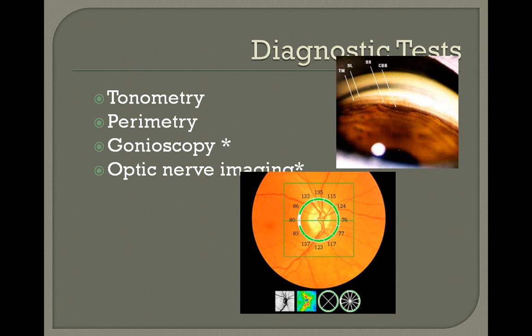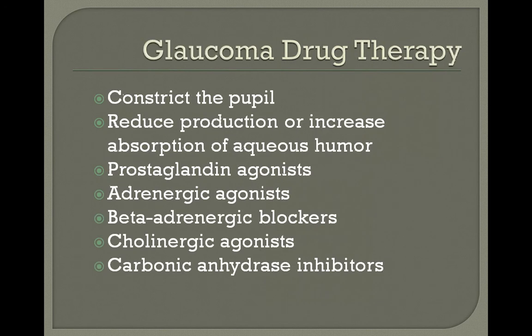Now, this last thing is a picture of optic nerve imaging. Optic nerve imaging is performed to determine if damage has occurred to the optic nerves as a result of the increased pressure. By imaging the optic nerves, the doctor can determine if the person has lost those optic nerve fibers. So all of these tests can be performed for the patient that has glaucoma.